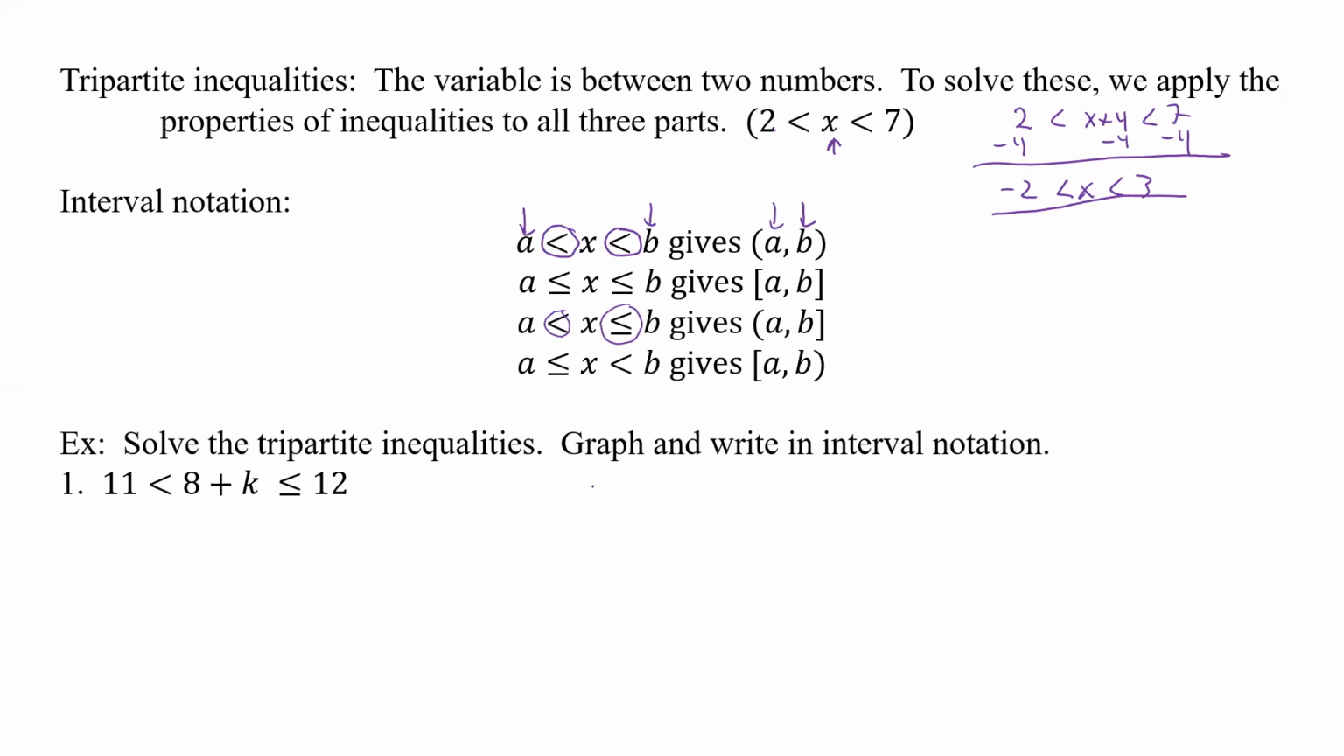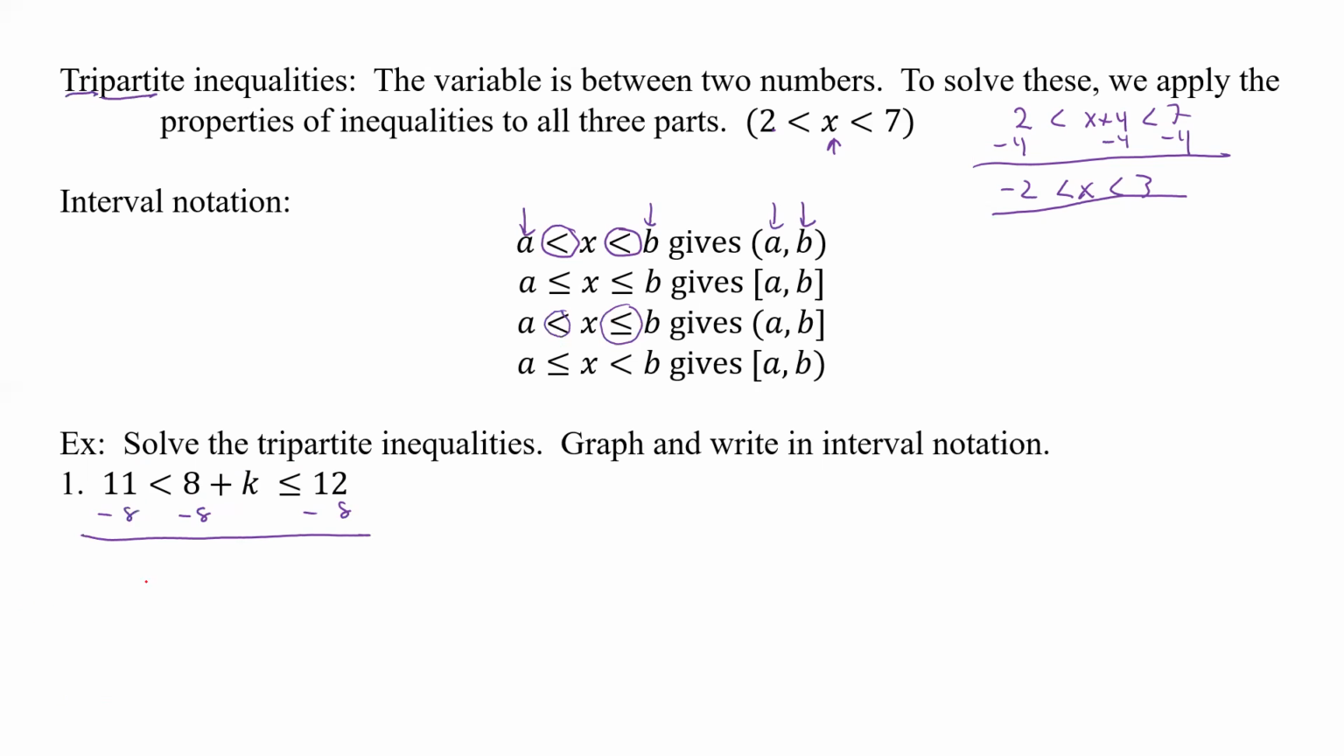All right. So what we need to do now is solve the tripartite inequality, graph it, and write it in interval notation. Here we have k plus 8 in the middle, and we want just k in this case. So we need to get rid of 8, and we have to subtract 8 in all three parts of the tripartite. That's why it's tri, meaning three parts of the inequality. So there's one part, two parts, three parts, okay?